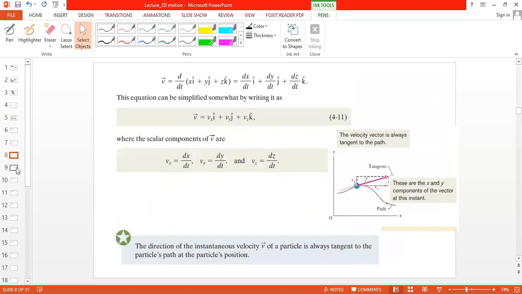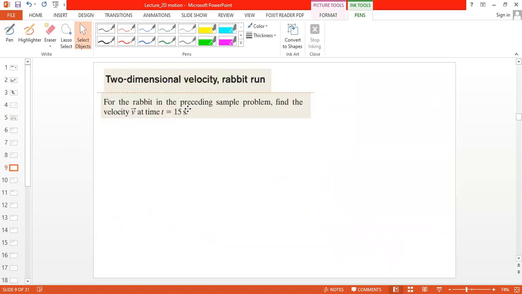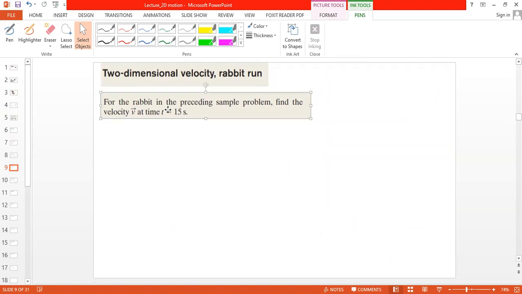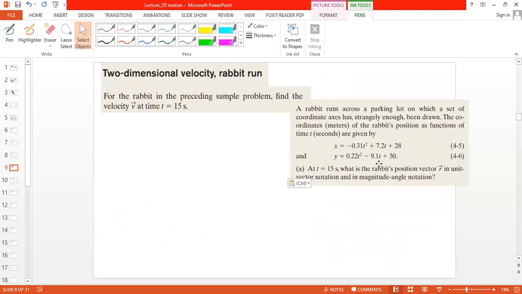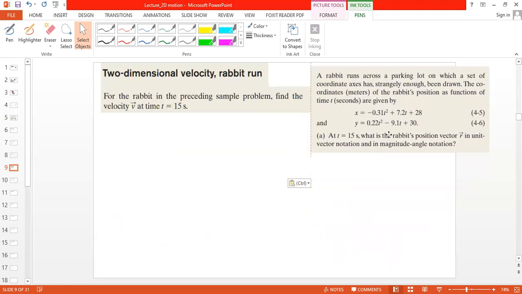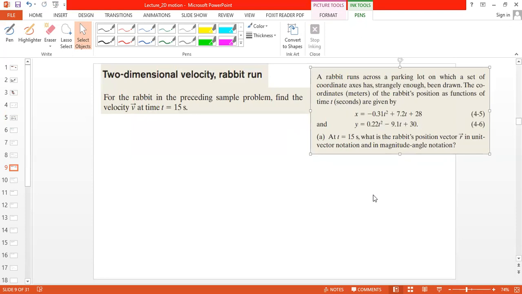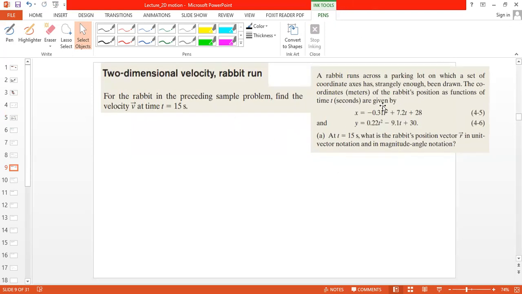Let's try one more math. That is for the rabbit, same rabbit. For the same rabbit, we have to find the velocity of the rabbit at time t equal to 15 seconds. So I'm taking the position vector, because this gives us the position vector. The same rabbit has the position vector x and y, whose positions are functions of time given here. What I have to do is find out the velocity at time t equal to 15 seconds.